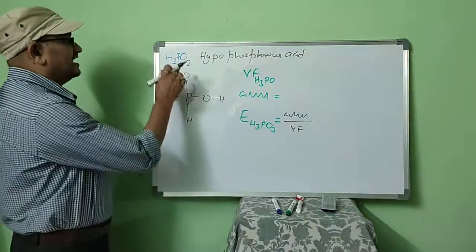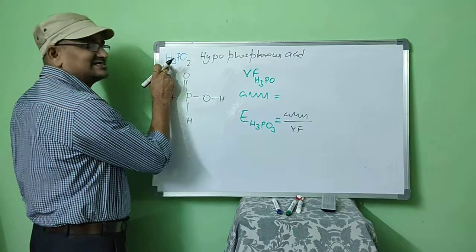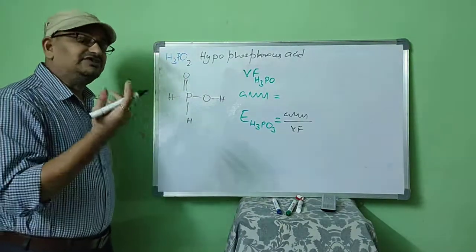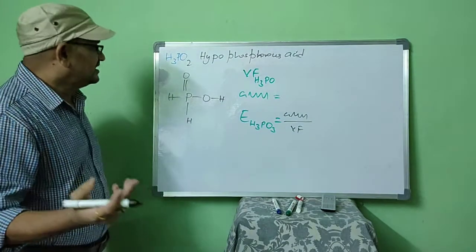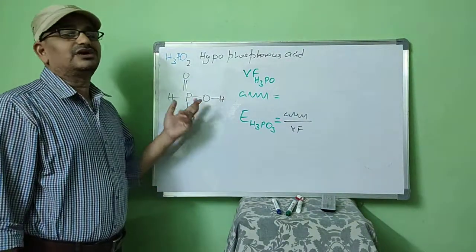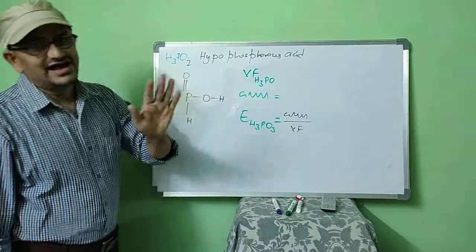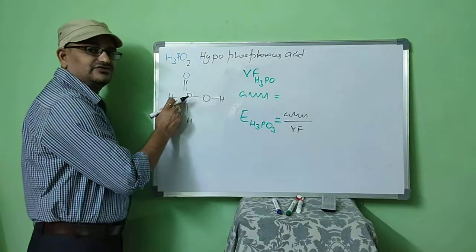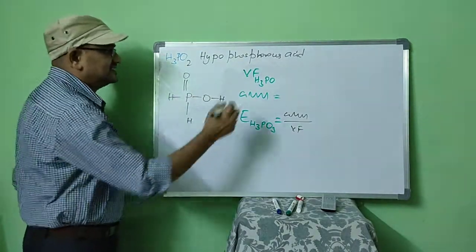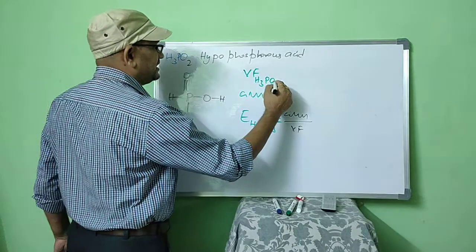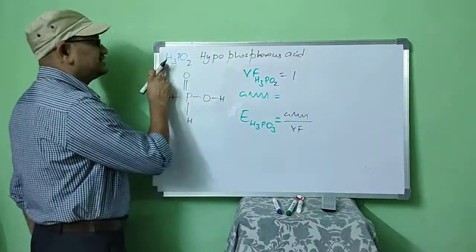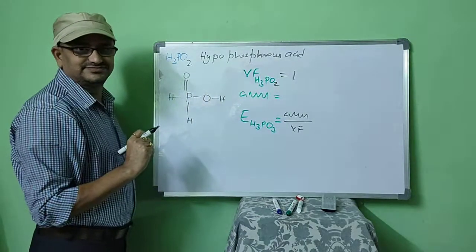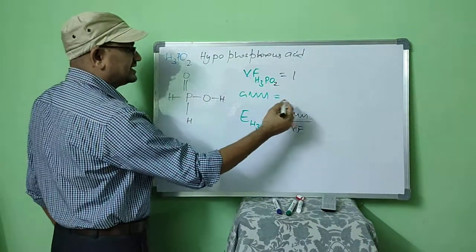Now let us see. Out of the 3 hydrogens present in the molecule, how many are replaceable? We did that already. What sort of hydrogen is replaceable? Hydrogen which is connected through a more electronegative atom like oxygen or halogen. So only one hydrogen is replaceable. These 2 are directly connected to phosphorus, so they are not replaceable hydrogens. So the valency factor of H3PO2 is only 1. Even though 3 hydrogens can be seen, only 1 is replaceable. Understood?